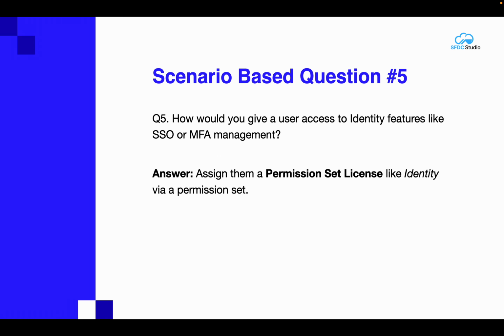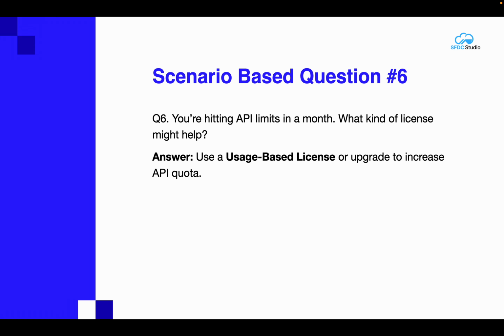Okay. So the next question is, how would you give a user access to identity features like SSO and MFA, multi-factor authentication management? We need to assign them a permission set license like Identity, with the help of a permission set. Next comes scenario based question 6. You are hitting API limits. Now, we have usage based licenses as well. So we are going to take the help of a usage based license or increase the total limits for the org with the help of Salesforce.